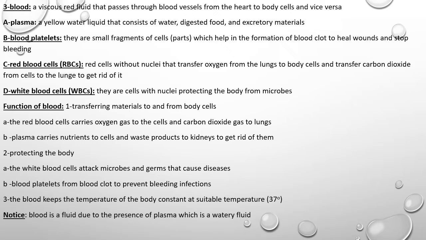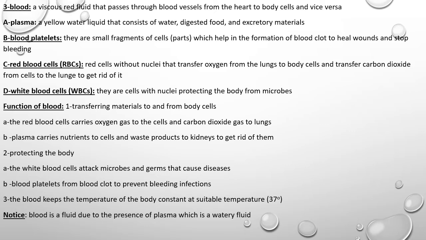Number 3, structure of circulatory system: blood. It is a viscous red fluid that passes through blood vessels from the heart to body cells and vice versa. Blood consists of 4 parts. A. Plasma. It is a yellow watery liquid that consists of water, digested food and excretory materials.